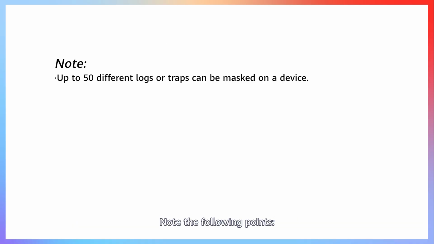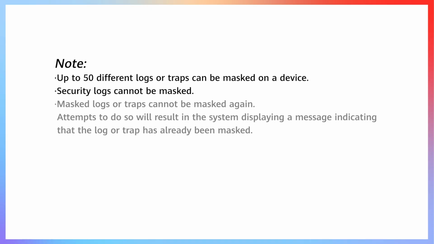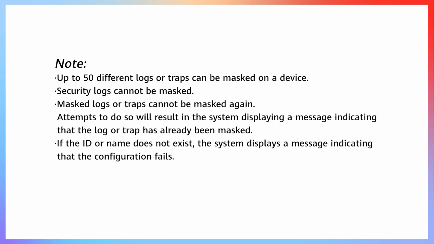Note the following points. Up to 50 different logs or traps can be masked on a device. Security logs cannot be masked. Masked logs or traps cannot be masked again. Attempts to do so will result in the system displaying a message indicating that the log or trap has already been masked. If the ID or name does not exist, the system displays a message indicating that the configuration fails.